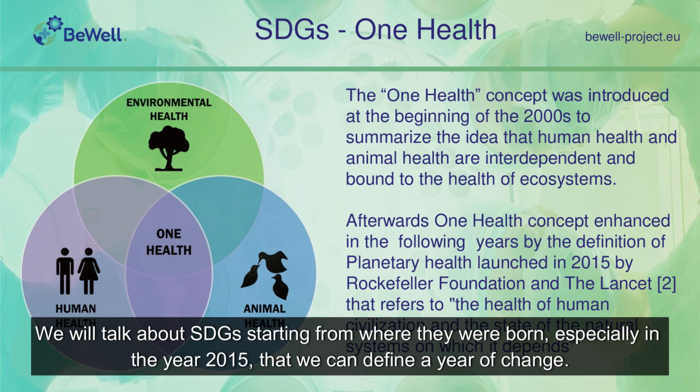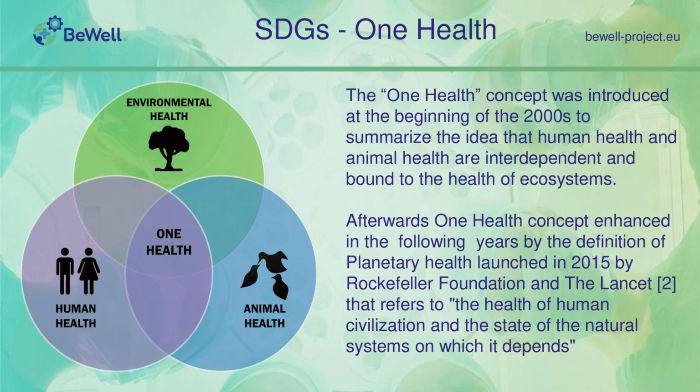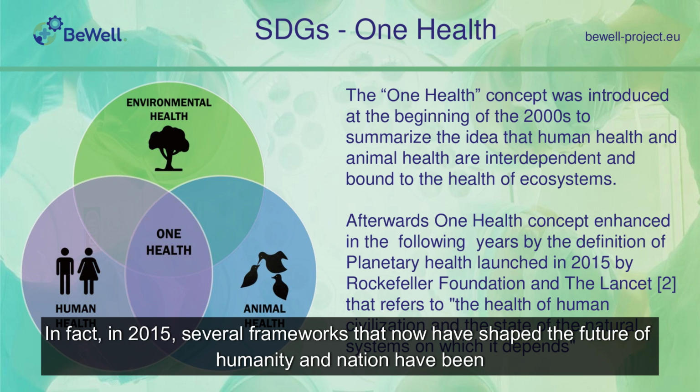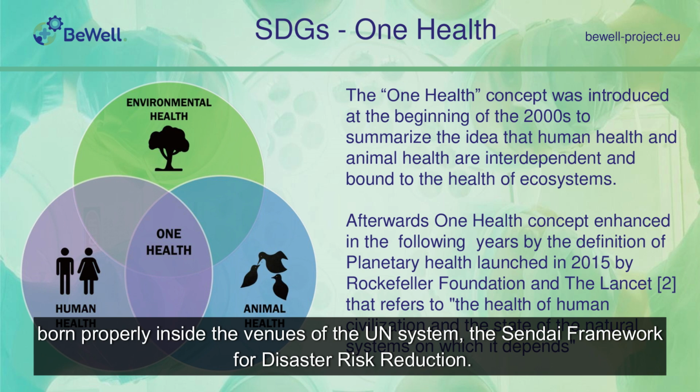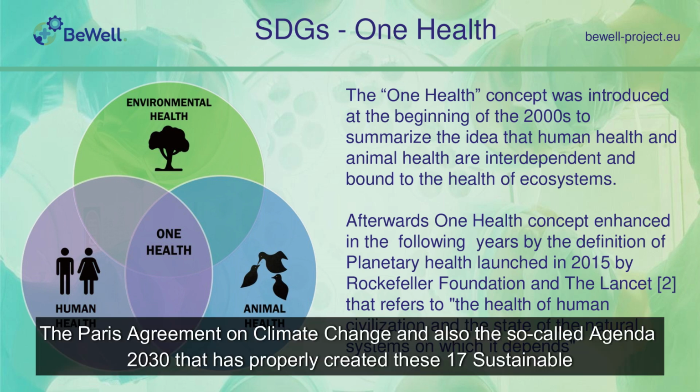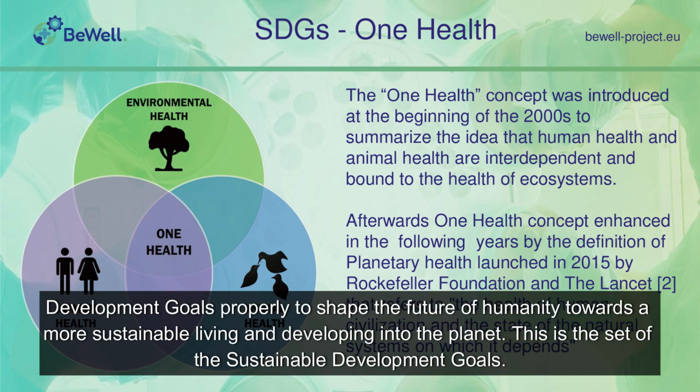We will talk about the SDGs starting from where they were born, especially in the year 2015, which we can define as a year of change. In fact, in 2015, several frameworks that have now shaped the future of humanity and nations were born inside the venues of the UN system: the Sendai Framework for Disaster Risk Reduction, the Paris Agreement on Climate Change, and also the so-called Agenda 2030, which created these 17 Sustainable Development Goals to shape the future of humanity towards more sustainable living and developing on the planet.